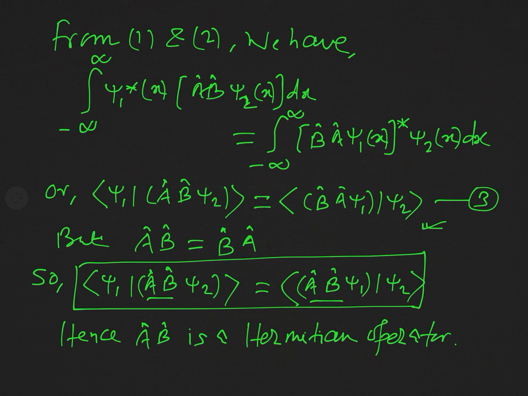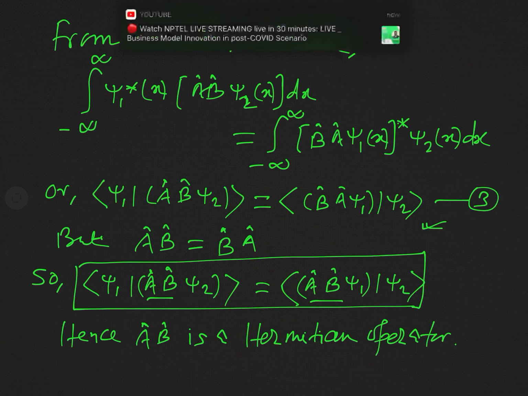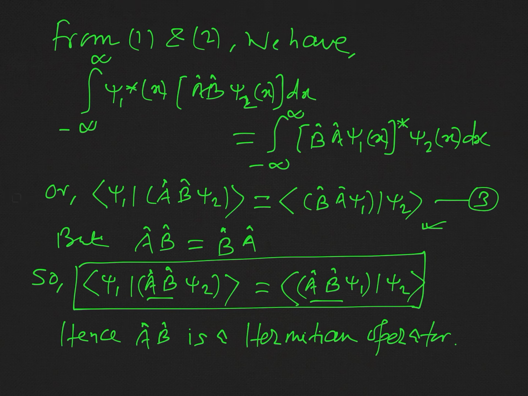Hermitian operator. So I hope you have understood that if two Hermitian operators commute, then their product is also a Hermitian operator. Now we will take another example which is also very important.